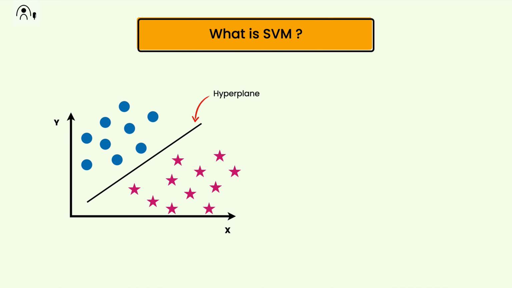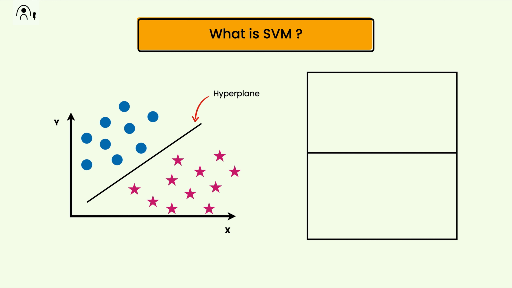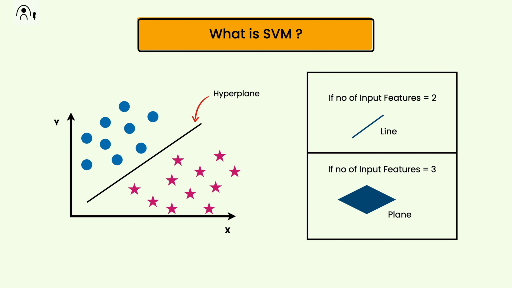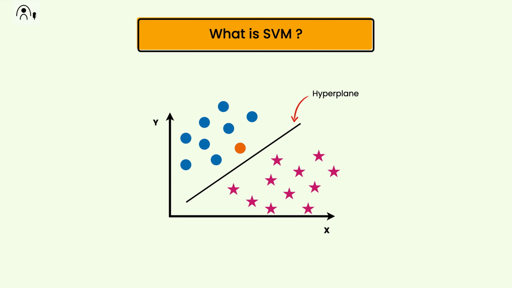The dimension of the hyperplane depends upon the number of features. If the number of input features is 2, then the hyperplane is just a line. If it is 3, then the hyperplane becomes a two-dimensional plane. It becomes difficult to imagine when the number of features is beyond 3. SVM chooses the extreme points or vectors that help in creating the hyperplane. These extreme cases are called support vectors, and hence the algorithm is termed support vector machine.